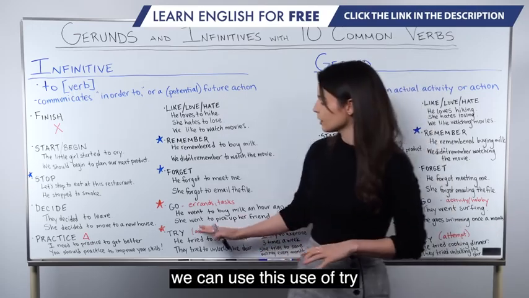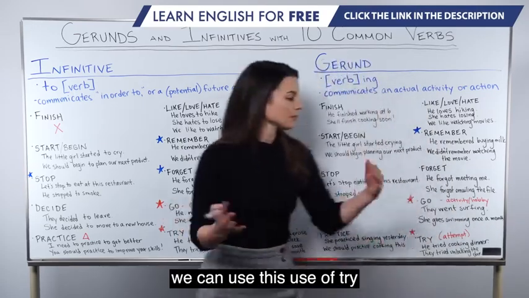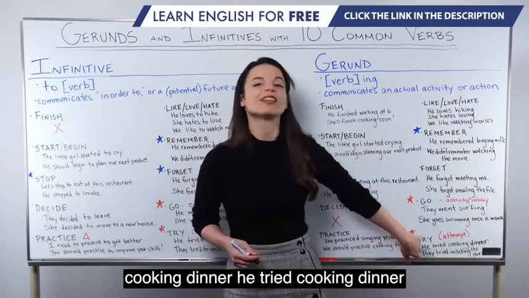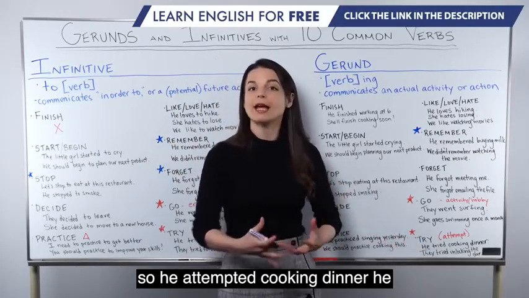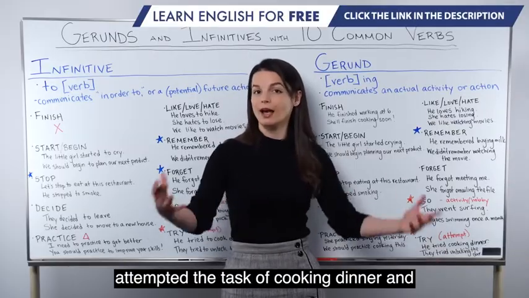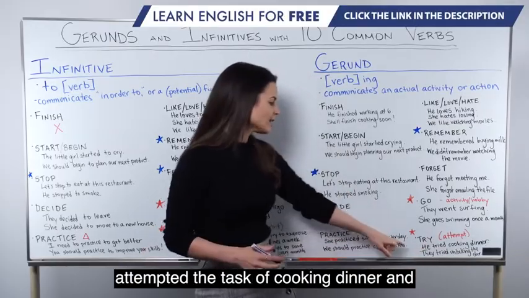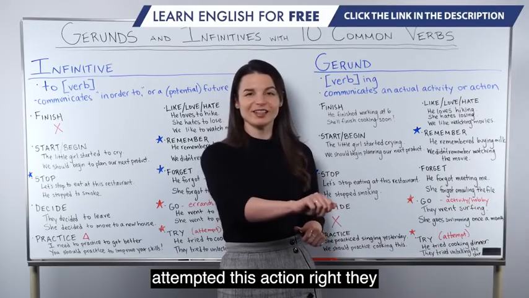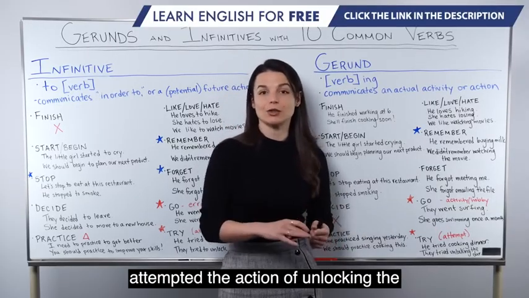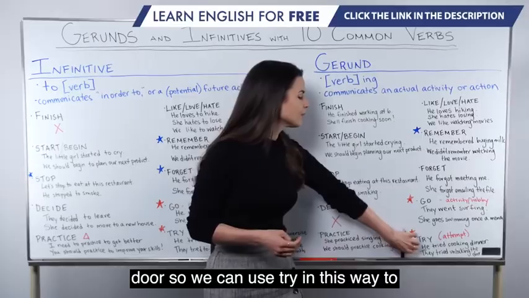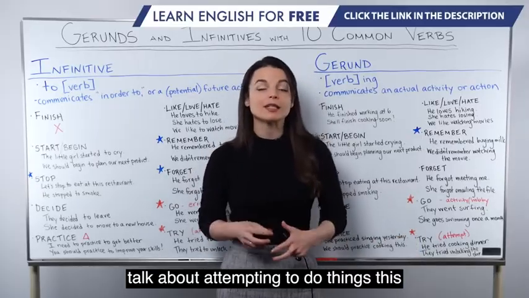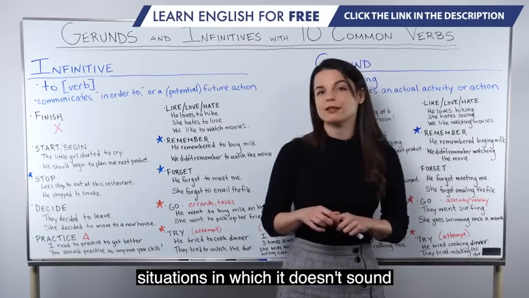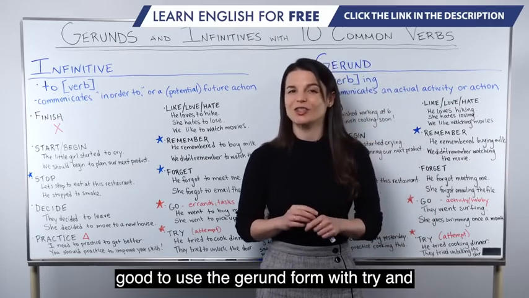So we can use this use of try with the gerund form as well. So he tried cooking dinner. So he attempted cooking dinner. He attempted the task of cooking dinner. And they tried unlocking the door. So they attempted this action, right? They attempted the action of unlocking the door. So we can use try in this way to talk about attempting to do things. This is totally fine.